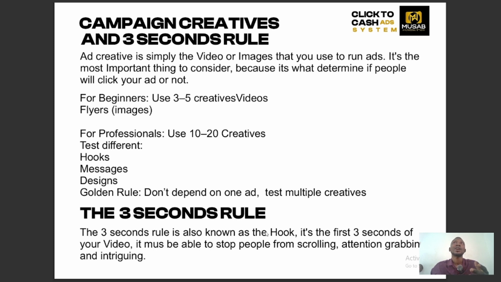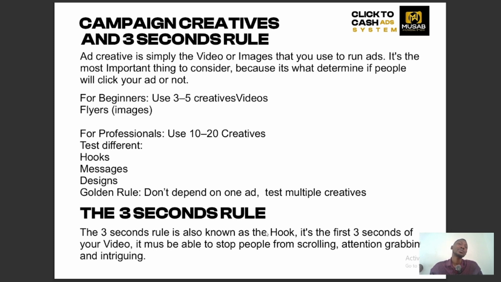You cannot come and be running ads with just one creative. You need to test different creatives to see the one that is giving you the result, and then that one you put more money. So before you even run your ad, you need to create your content, at least 3 contents that you can use in your campaign. Okay, so that is very important.